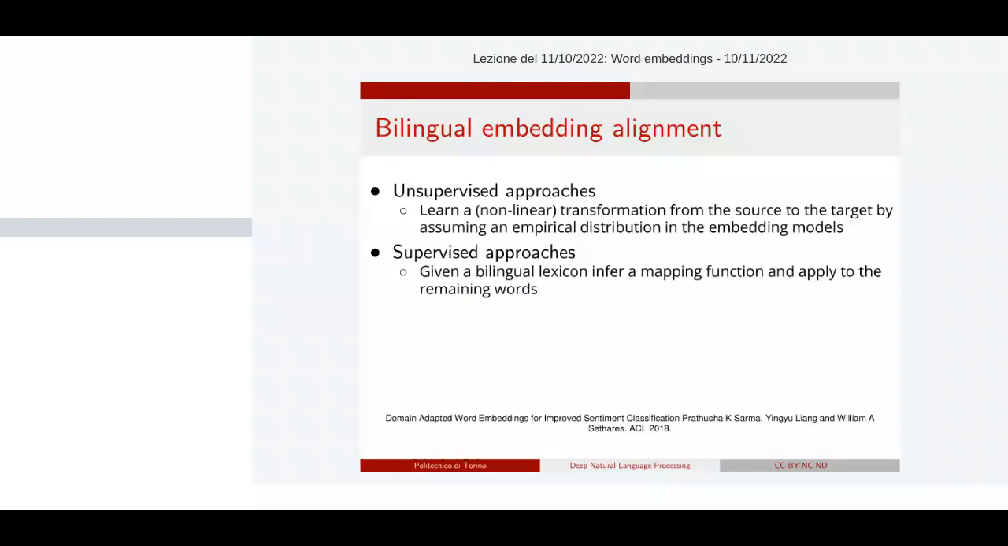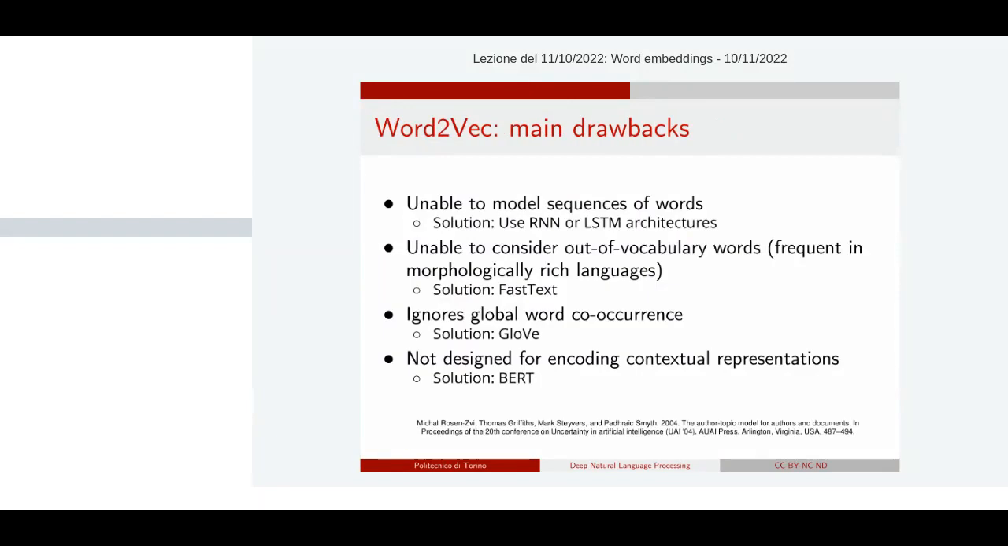You can do this using word embeddings. Supervised approaches instead try to leverage some bilingual lexicon, which are human generated, human annotated. So you know the translations, at least at the word level, which is not the best you can do, of course, but it's at least a good starting point. And you learn how to refine it, how to extend it, how to apply it in order to translate the other words.